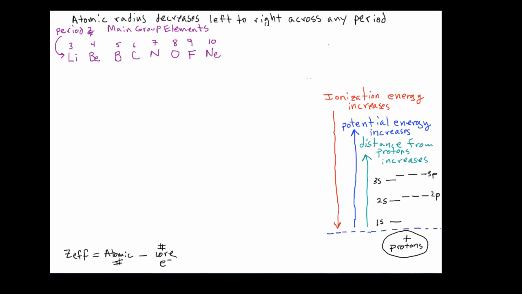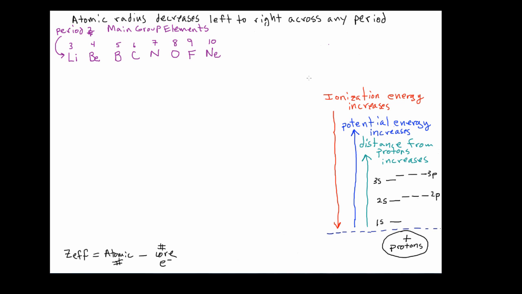Welcome to the ChemDoctor, and the purpose of this video presentation is to explain to the viewer how the periodic trend, atomic size, works as we move left to right across any period on the periodic table. Now, formally stated, when we move from left to right across any period, the size of the elements decreases.